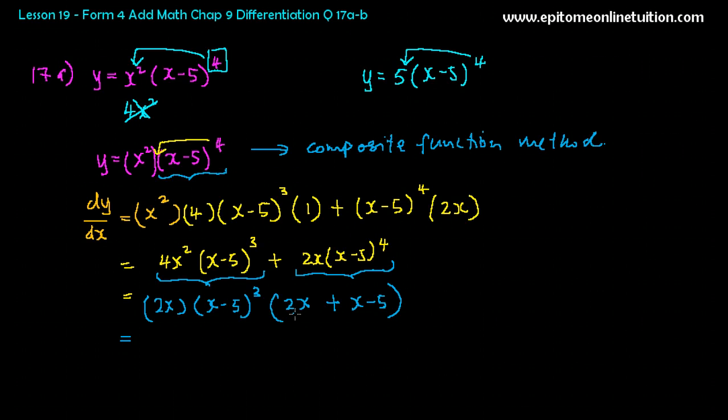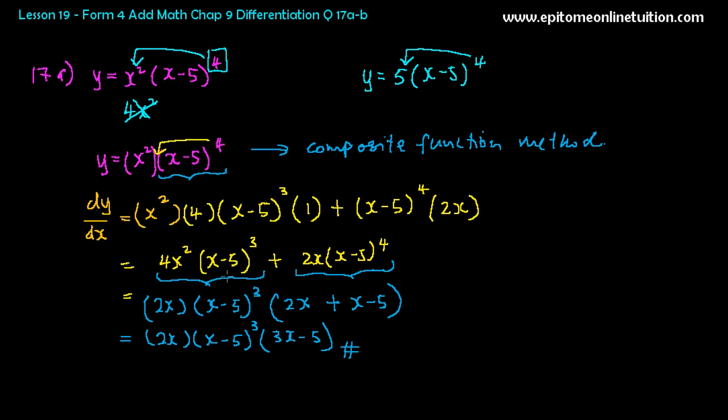So now simplify what you can. There's nothing you can do here, but you can do this. So it's 2x (x - 5)^3, and this is (3x - 5). And that's it. Have a look. Is there anything else that you can still do? You can't. So this is your final answer.